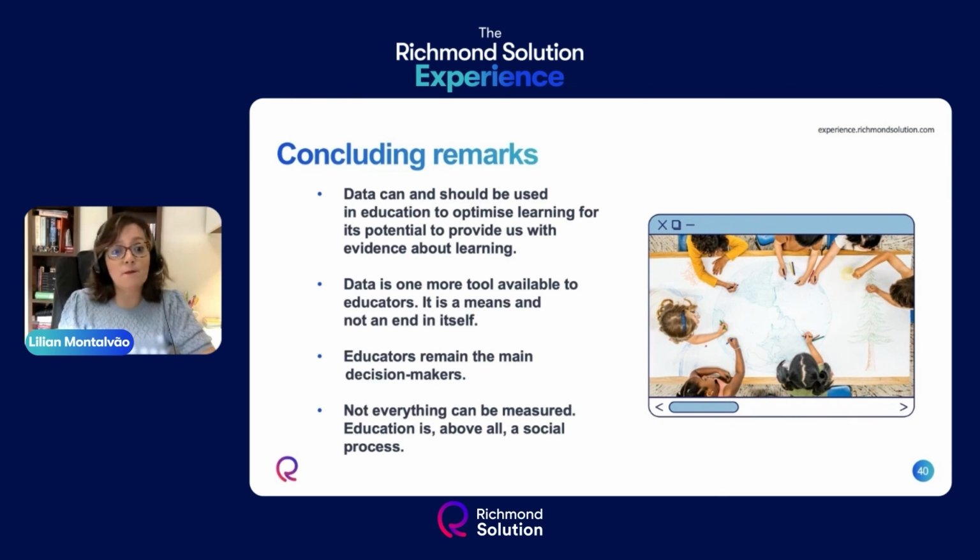Educators remain the main decision makers, right? It's always us who are going to make the decisions, but we can count on data for that as a tool. And also important to say that not everything can be measured in education, because it is above all a social process. So it's a complex process. There are many aspects involved, and data will be one part of that, one aspect, right? But many things cannot be measured and will be observed, and the teacher will reflect upon that and discuss with peers and administration, and make the best decisions.